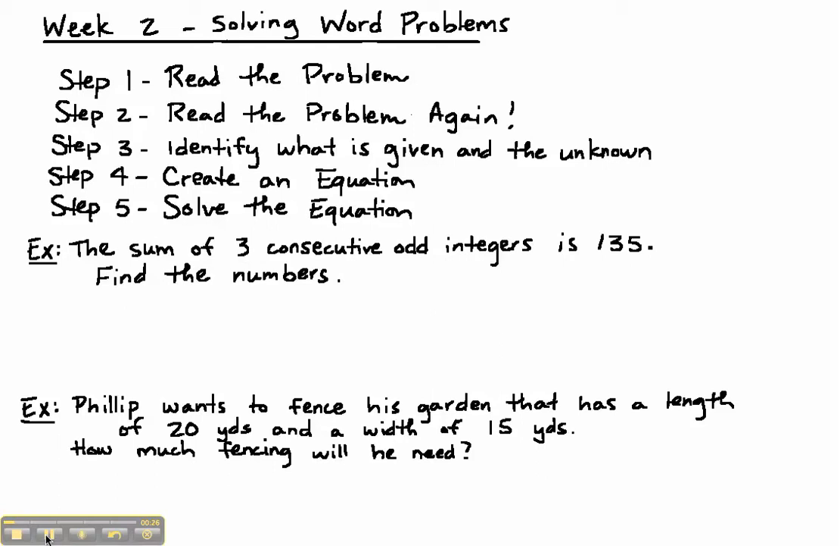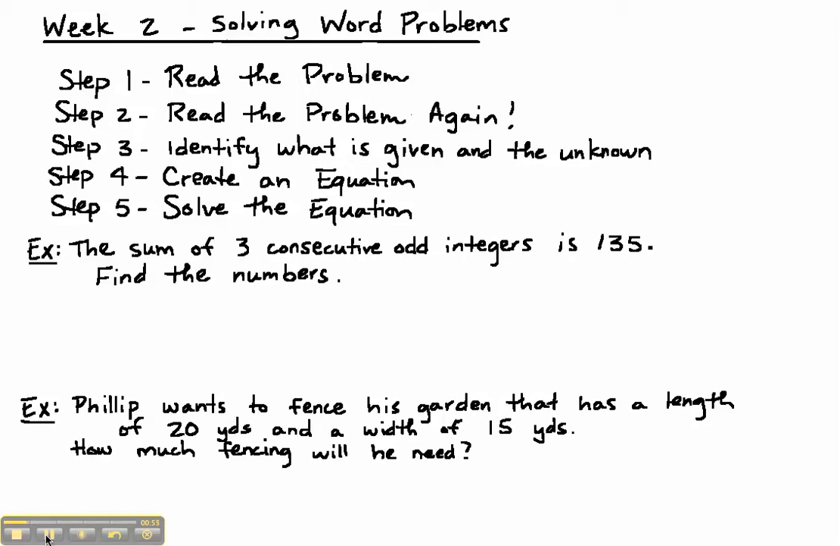And then in step two, this is when we're really trying to figure out what the problem's asking, what the problem's giving us. In step three, this is when we should identify what is given and what the unknown is. And we can identify what is given by underlining keywords, writing down important numbers that they tell us. And of course, the unknown is always going to be our variable, our x, and that's what we're trying to find.